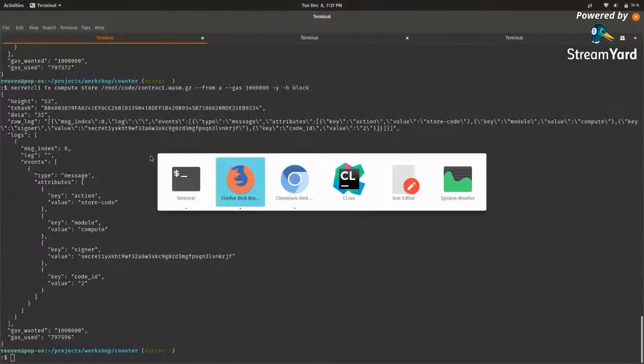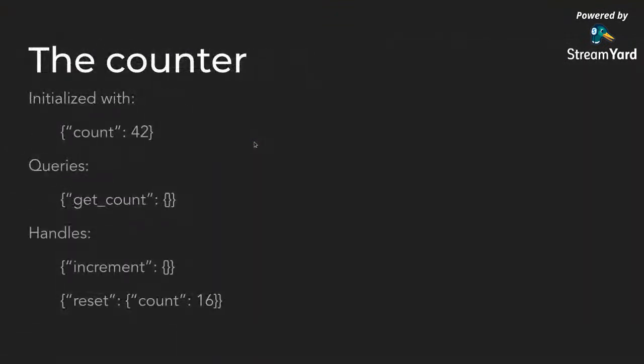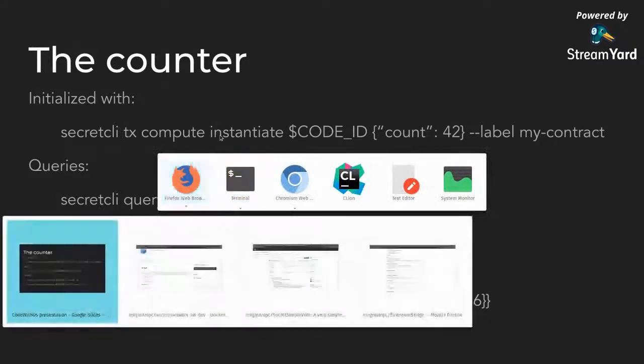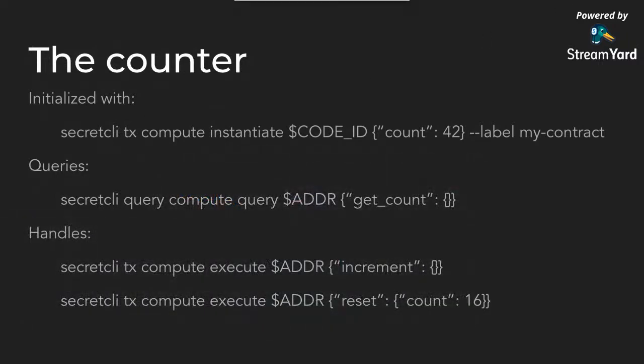Now we're going to want to instantiate this contract. So we're going to have to run this command up here. I'm just going to have a version that I can copy paste here. Sorry about that.